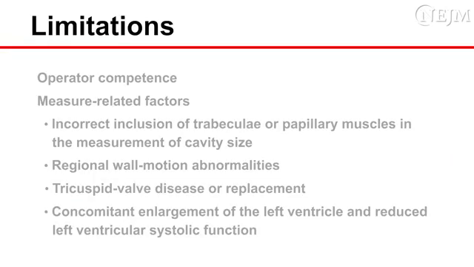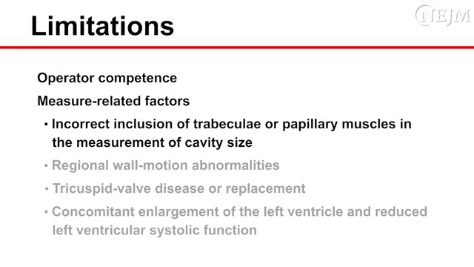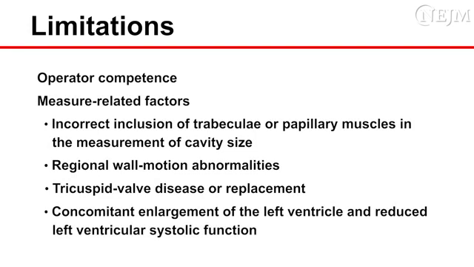The use of focused cardiac ultrasonography for the assessment of right ventricular size and systolic function may be limited by the level of operator competence in obtaining images of the right ventricle, and by measure-related factors such as incorrect inclusion of trabeculae or papillary muscles in the measurement of cavity size, regional wall motion abnormalities, tricuspid valve disease or replacement, or concomitant enlargement of the left ventricle and reduced left ventricular systolic function.